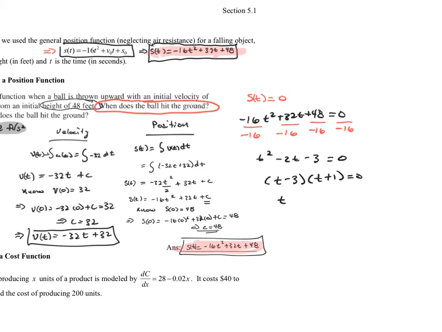I set each of those factors equal to 0. t minus 3 equals 0 would give me t equals 3. And t plus 1 equals 0 would give me t equals negative 1. That's before the ball was launched. It is a ball, so that's before the ball was thrown. So the only thing we need to worry about is t equals 3. So it hits the ground after 3 seconds, 3 seconds after it's been thrown.